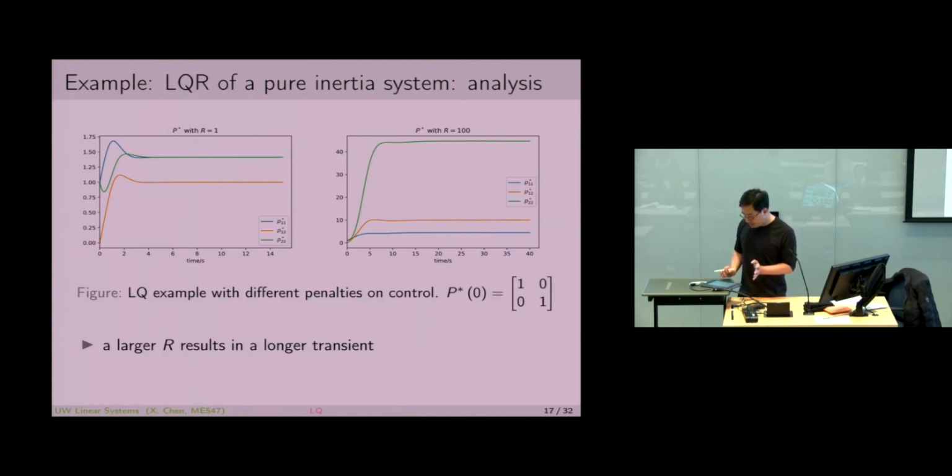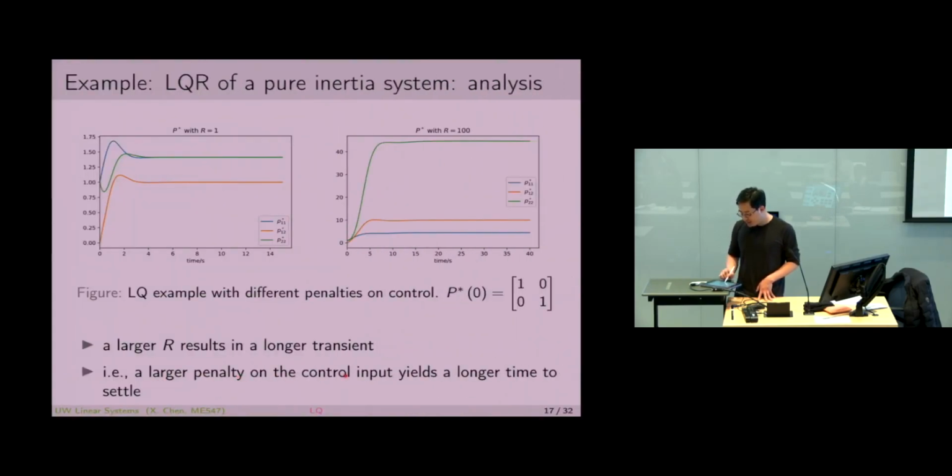So with a larger R, you can see, we need more time to settle to the stationary values. That is intuitive because a large R is saying that you cannot give me too big of a U. Otherwise, this term will become very, very large. So if we have a lot of constraint on U, that means we cannot act very quickly at the beginning. So that's why we have a large transient to settle. In plain words, a large penalty on the control input yields a longer time to settle.